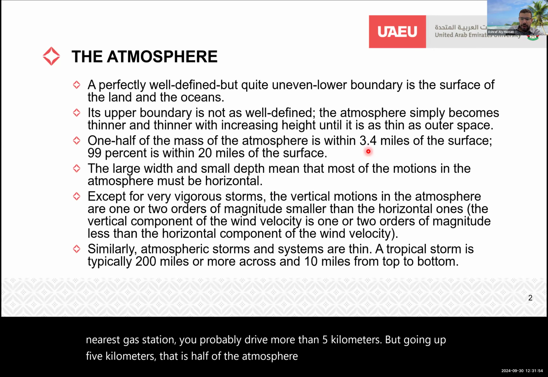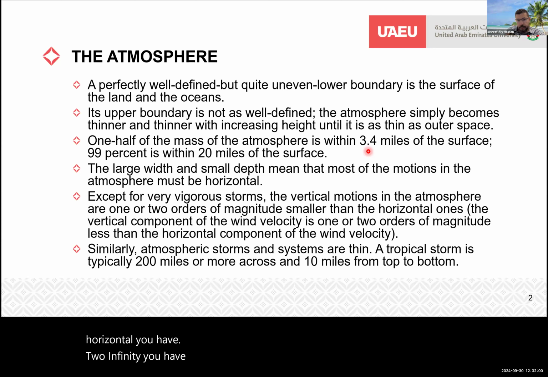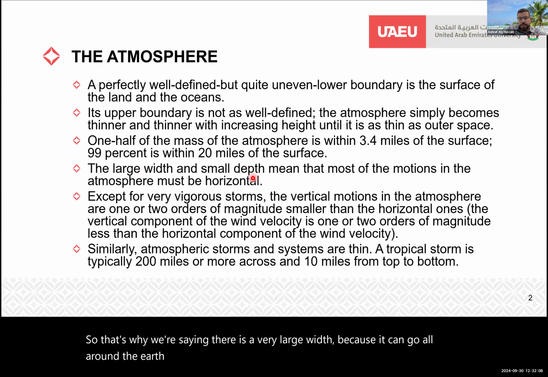So that's the vertical. Now, horizontal, you have to infinity. You have the whole Earth. So that's why we're saying there is a very large width, because it can go all around the Earth. And there is a small depth because it just doesn't go really up very well. And most of the motion must be horizontal.